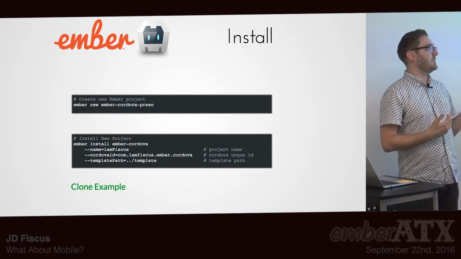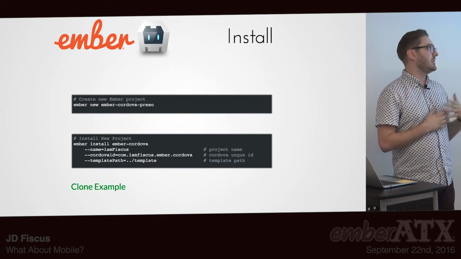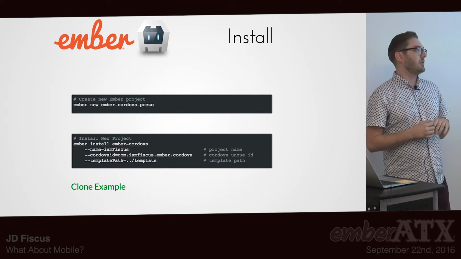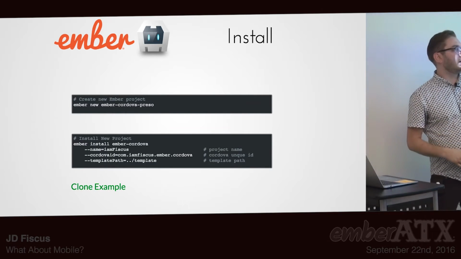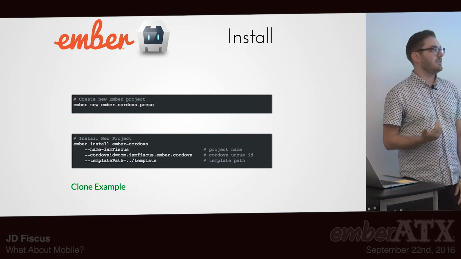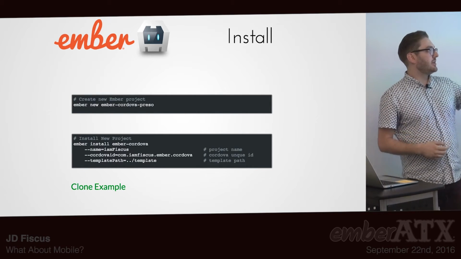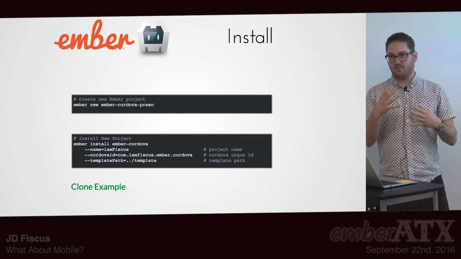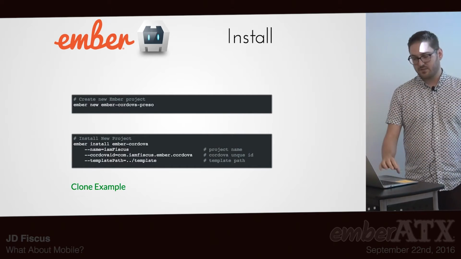So the first thing we're going to need to do is create an application. We can go ahead and do that through ember new. Then we need to install ember-cordova. I recommend using name and Cordova ID for the unique identifier. You're going to notice later on that name is actually what's going to print out on the icon of your device. So that's why I suggest it.